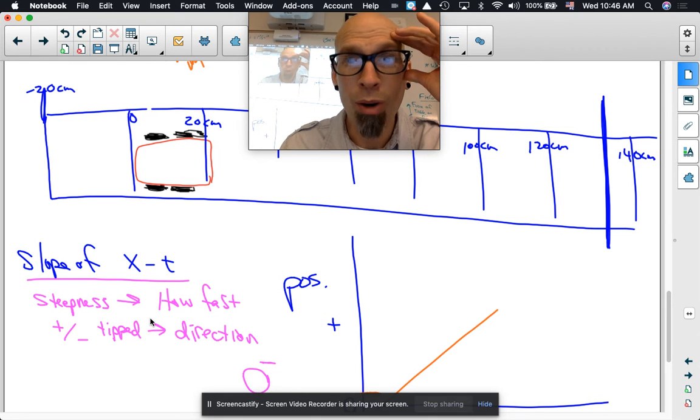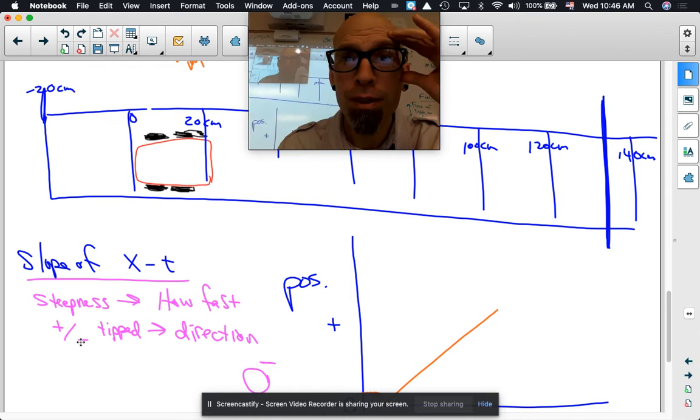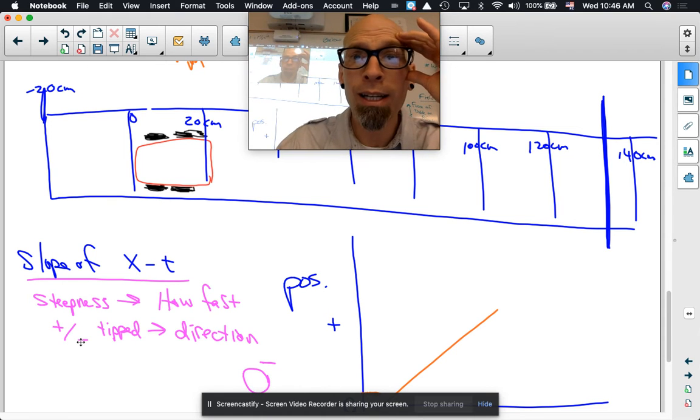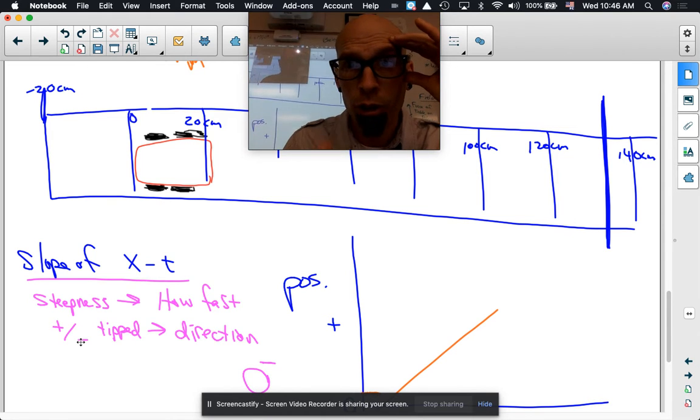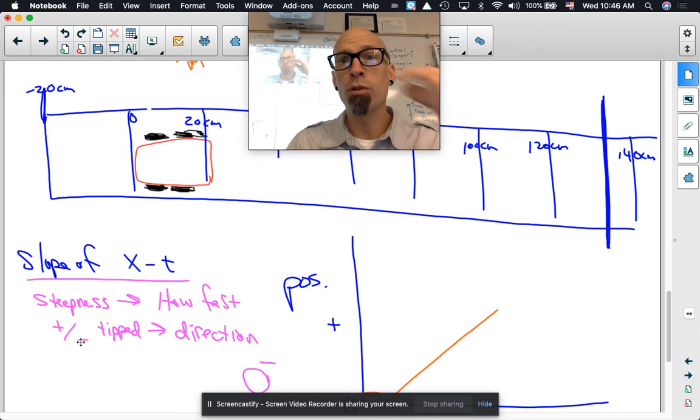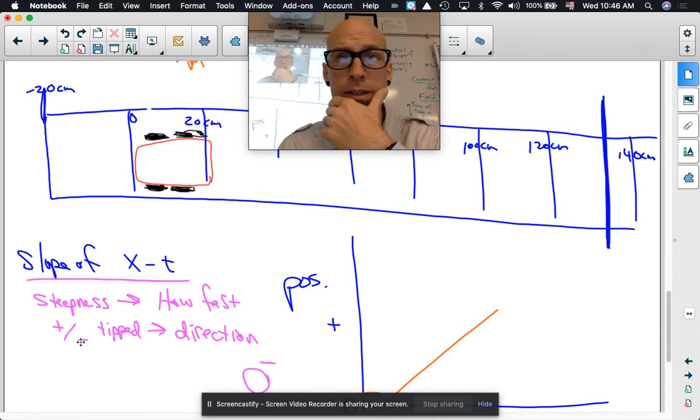Which way it's tipped, positive or negative, that's telling you which direction the object is going. Mine was tipped negatively, which means mine's going in a negative direction. Yours was tipped positively, which means yours is going in the positive direction. I hope that makes sense.